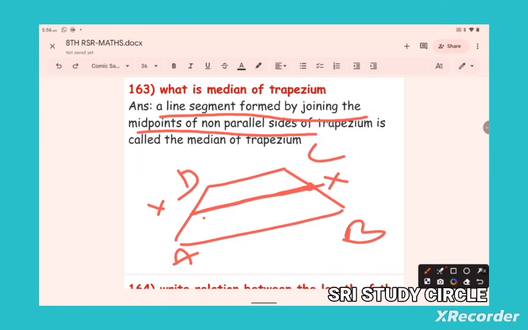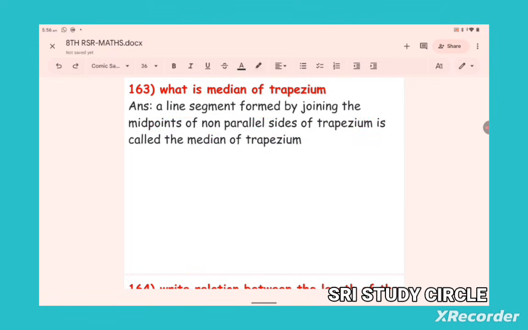Here the line segment XY is known as the median of the trapezium. The line joining the midpoints of the non-parallel sides of a trapezium is called the median of the trapezium.